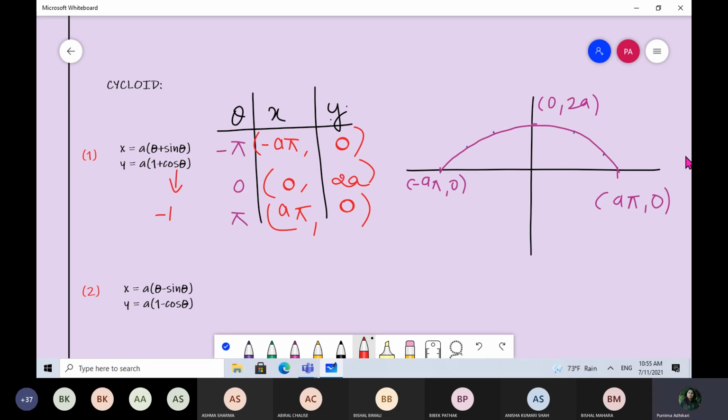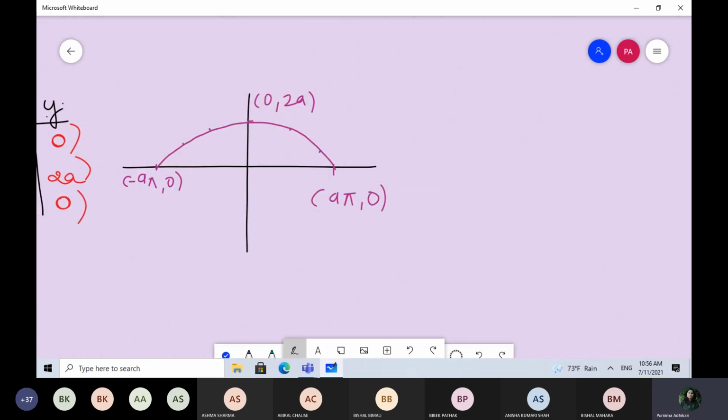Can we extend this curve? For real values of theta, 2 pi, yes, 3 pi, yes, exactly. In place of minus theta, we can take minus pi. We can take -2 pi, -3 pi, 2 pi, 3 pi, and so on.